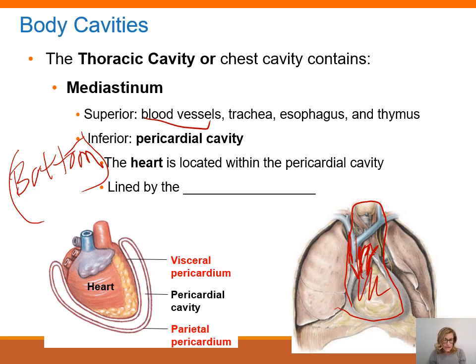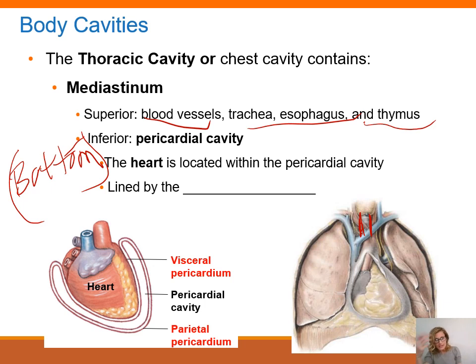The trachea is also present. The trachea is the windpipe, or the air pipe, that brings air down into the chest. The esophagus passes through. The esophagus is a tube that brings food from the throat down to the stomach. The thymus is also present. The thymus is a lymphatic organ where some of our immune system cells go to mature.